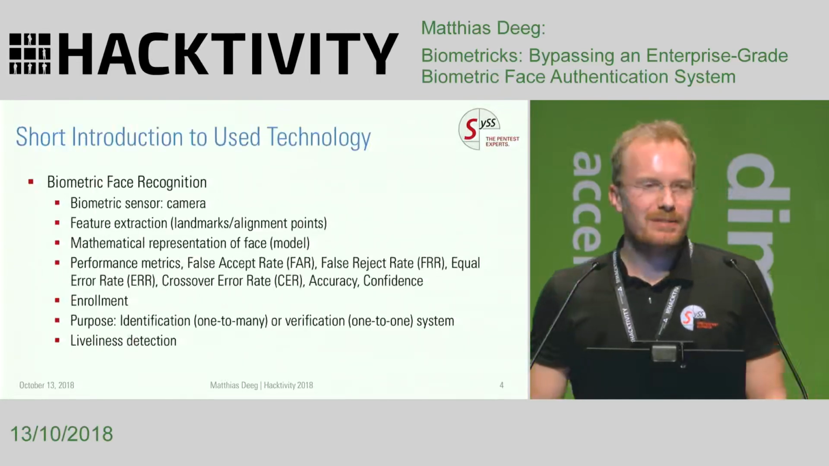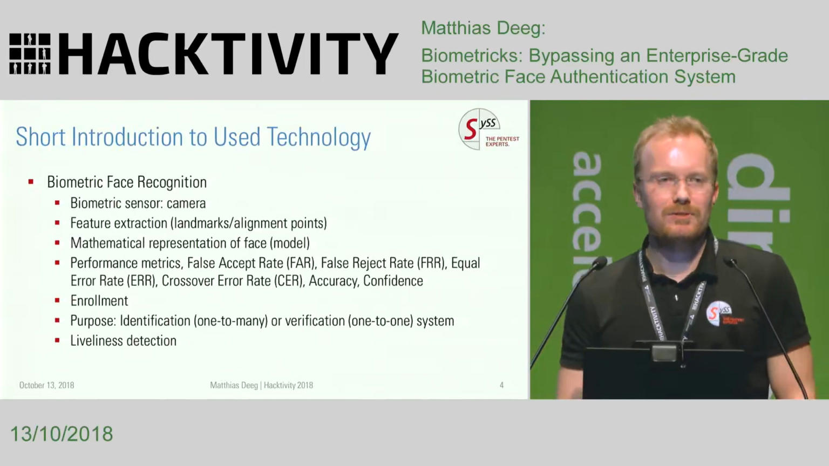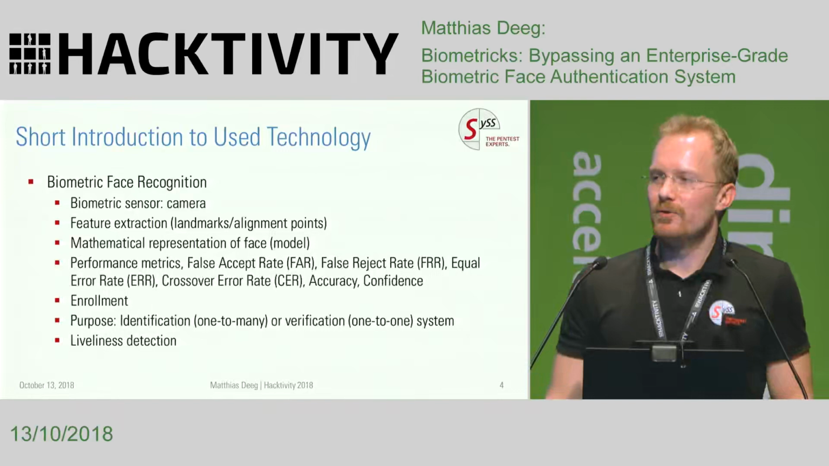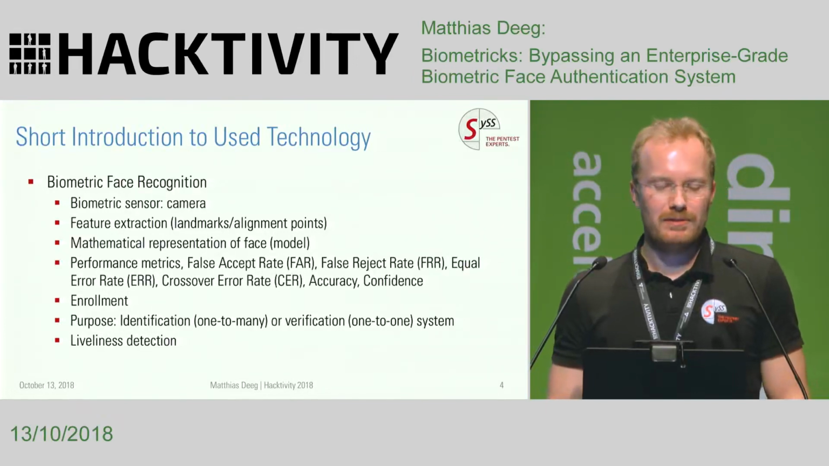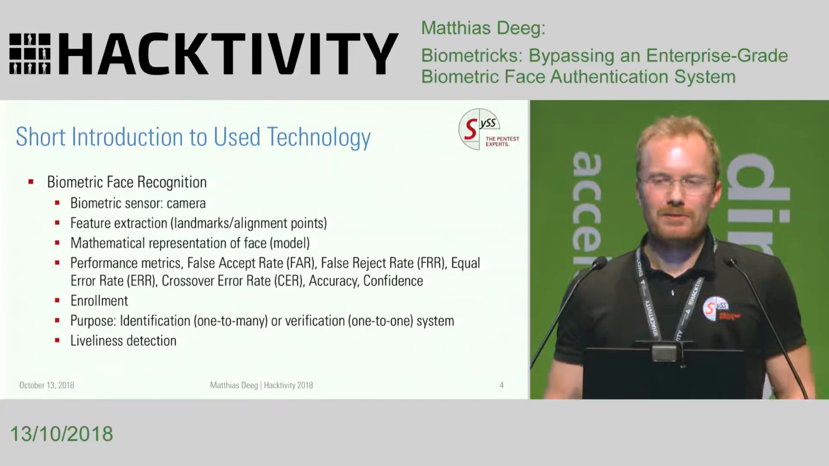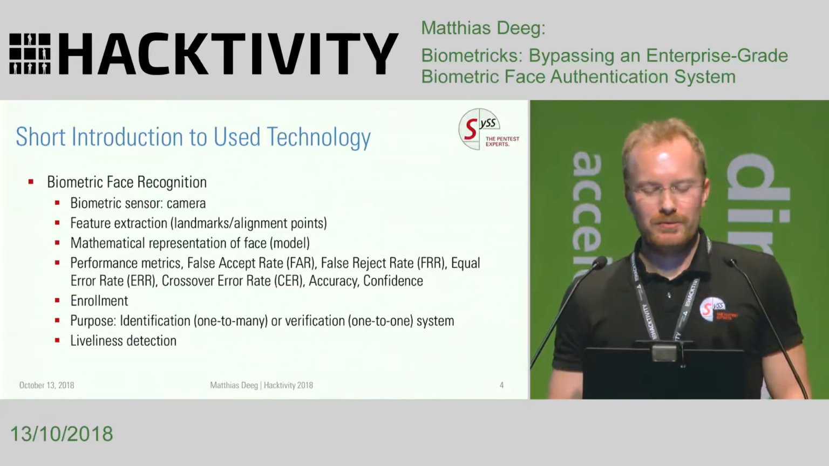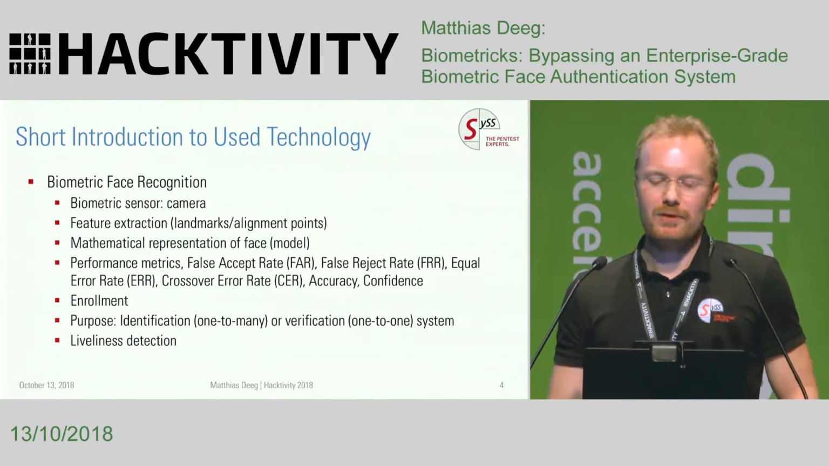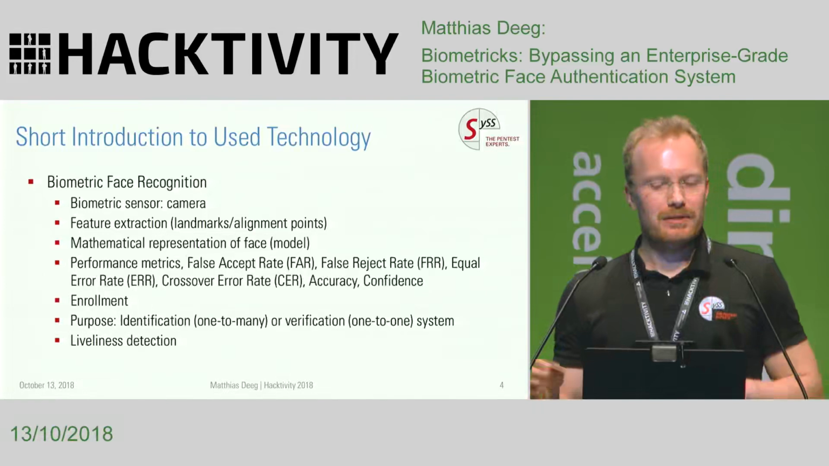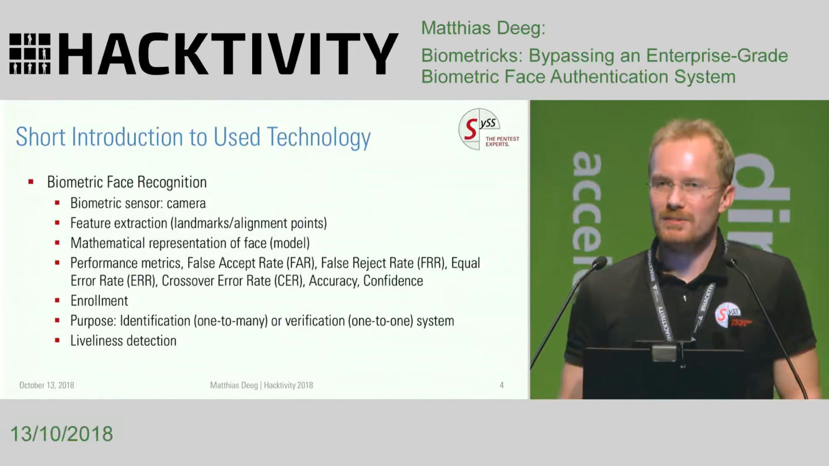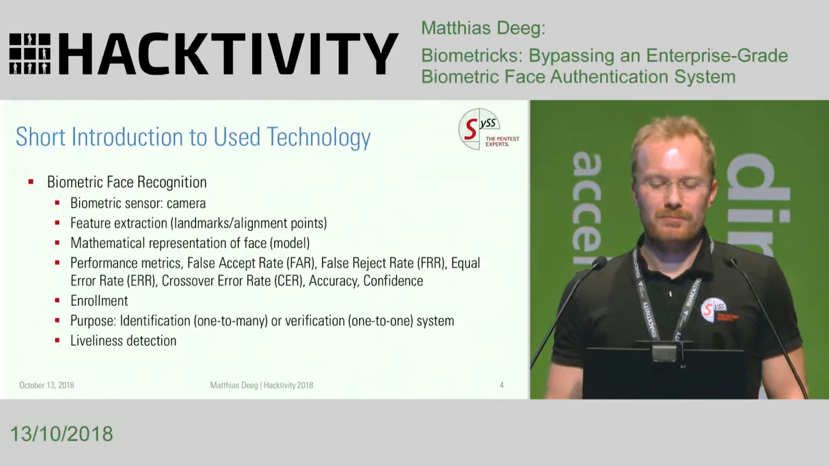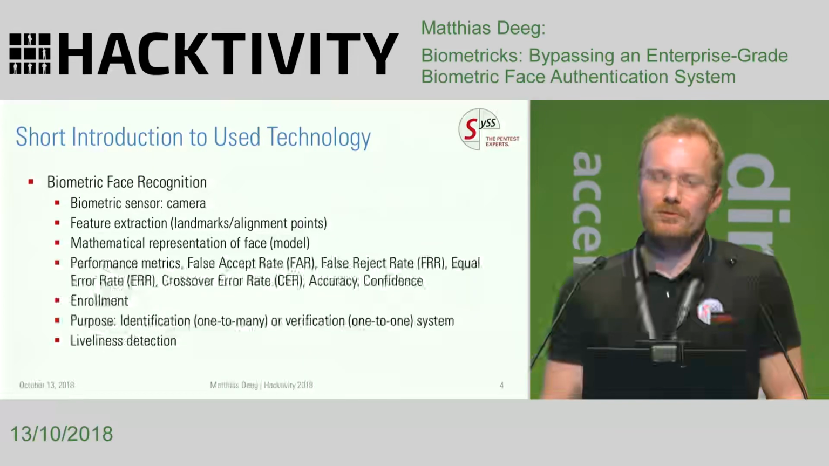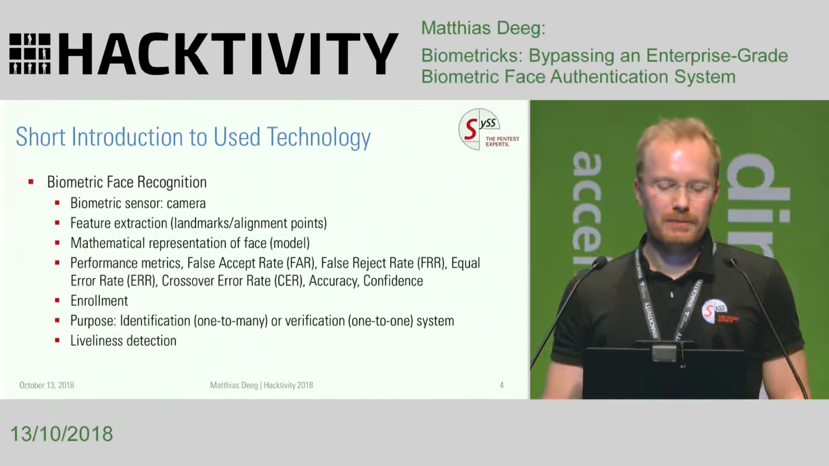Okay, so when talking about biometric face authentication systems, we are also talking about face recognition technology. And what you need for this is, of course, a kind of sensor. In this case, the sensor is a camera. So the biometric sensor is a camera. This sensor acquires data, which is later processed. During the processing, there is feature extraction, where you try to find specific landmarks, or so-called alignment points, in an image of a face. For example, the geometry of the face, between different parts, between the nose and the mouth, or the distance between the eyes, stuff like that. And then there will be a mathematical representation of your face, simply a model.